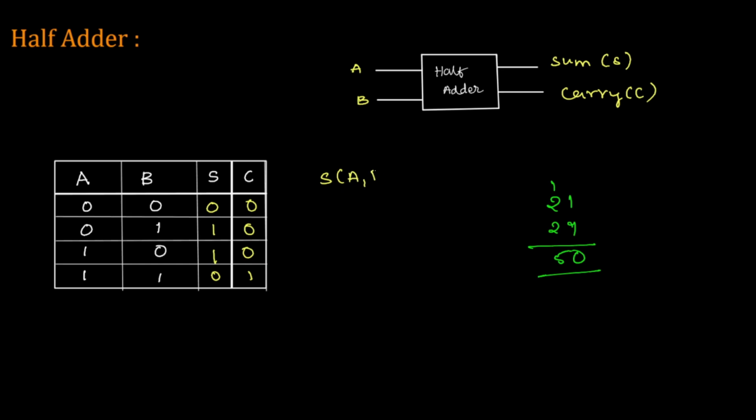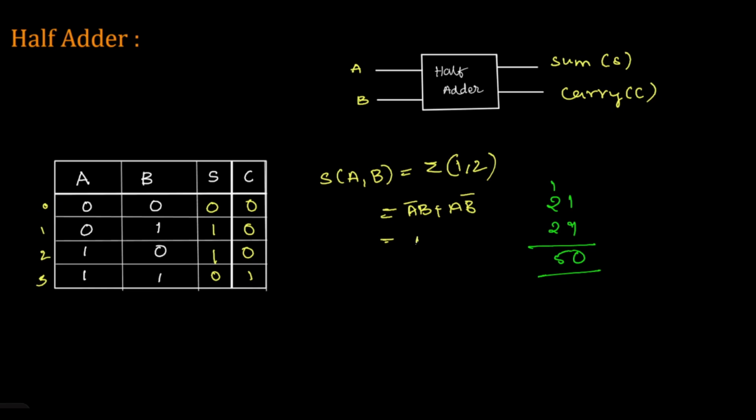S of a comma b. We will write the SOP equation first. Summation m of 1, 2, that is my SOP equation, and that is A bar B plus A B bar.